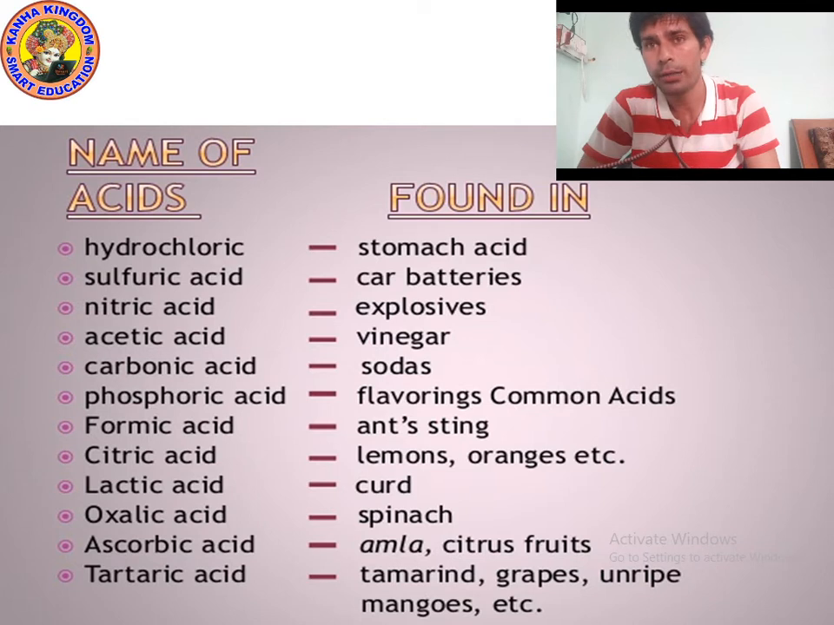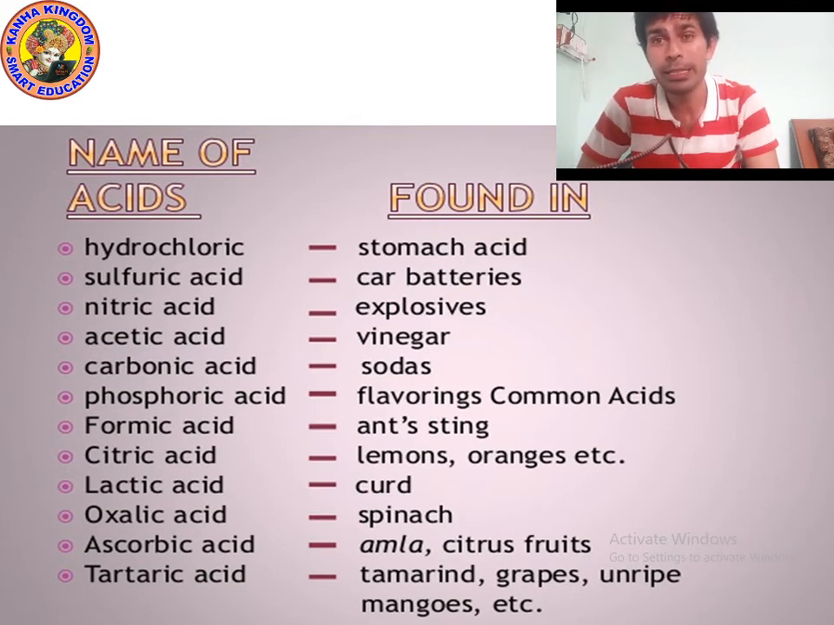The car battery contains sulfuric acid, even the inverter. Explosive, nitric acid. Vinegar, sirka, acetic acid, CH3COOH. What is the chemical formula of vinegar? CH3COOH. Flavoring contains phosphoric acid. This is a question of 10th class. Yes, in 10th class this question comes.